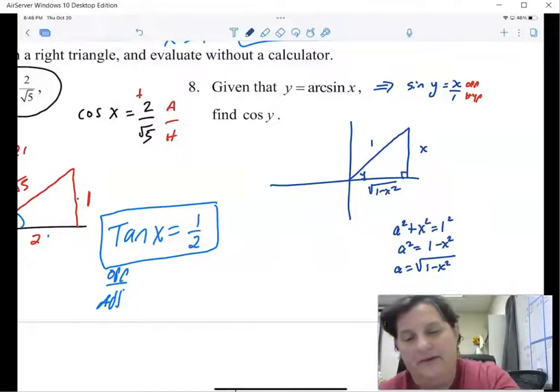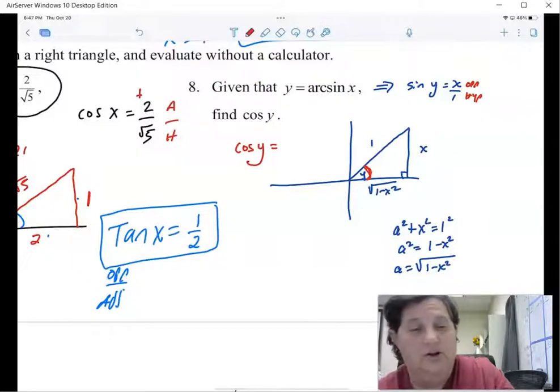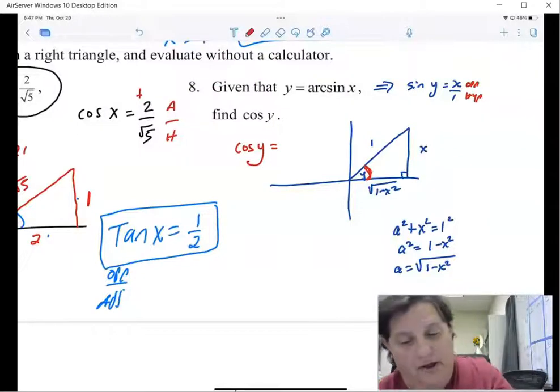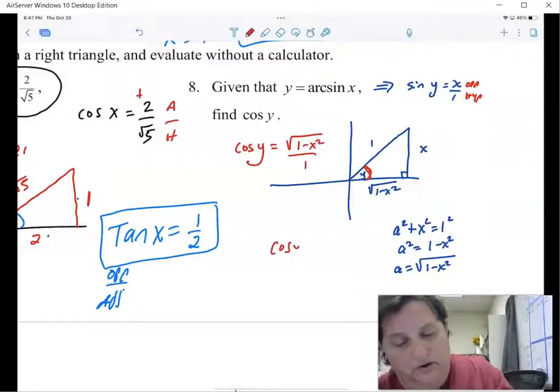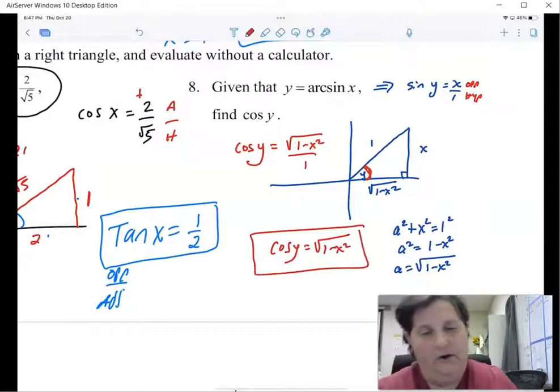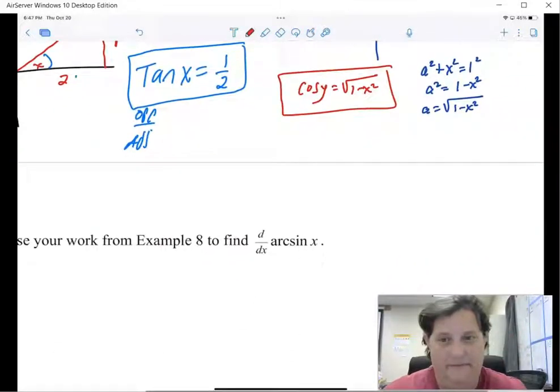Now, this is saying find cosine of y. Here's the angle y. Cosine is adjacent over hypotenuse, so the square root of 1 minus x squared over 1. So cosine y is the square root of 1 minus x squared. All right, here's where the entire lesson is going to come together for you.